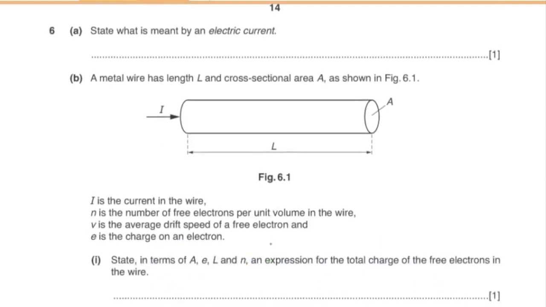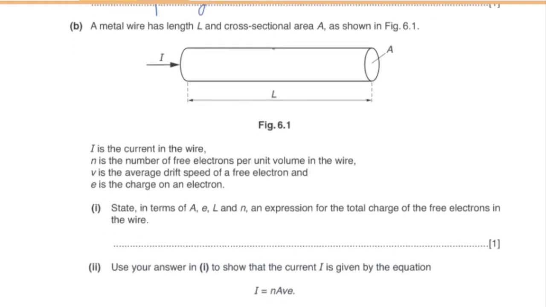Question number 6, part A, state what is meant by an electric current. So a current is flow of charge carriers. Part B, a metal wire has length L and cross-sectional area A as shown in figure 6.1. Part 1, state in terms of A, e, L, and n an expression for the total charge of the free electrons in the wire. So the total charge of the free electrons in the wire is going to be the number of electrons, times the single charge, times the cross-sectional area, times the length.